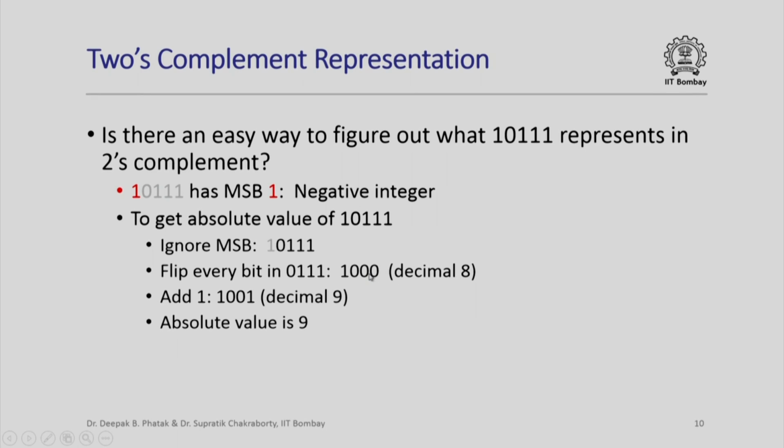And now what we do is we take this number and add 1 to it to get 1001, or the decimal number 9, and this is now called the 2's complement of 0111, and this gives you the final absolute value of the number that was represented here. So the absolute value here is 9, the number was a negative number, so 1011 in 2's complement represents -9.